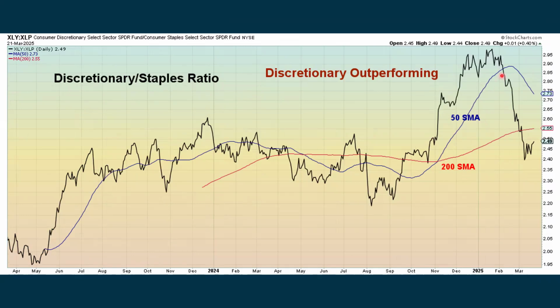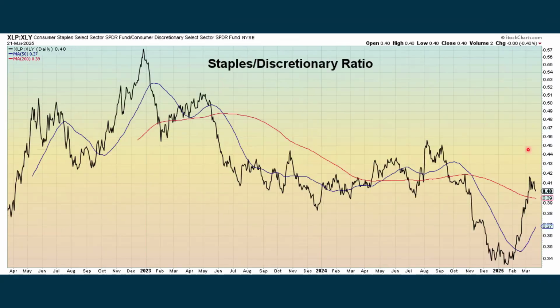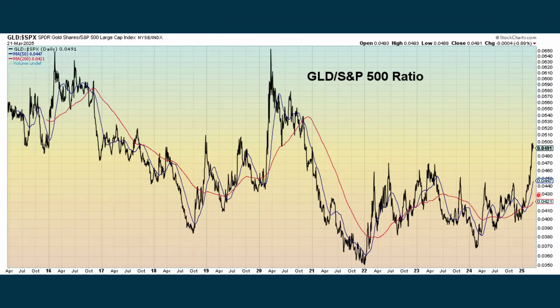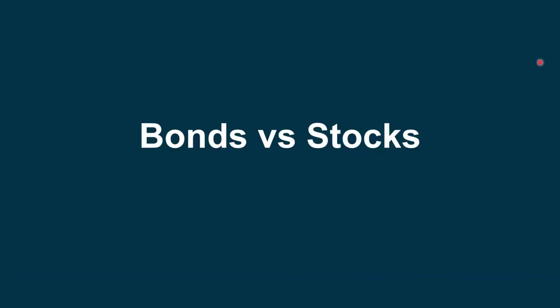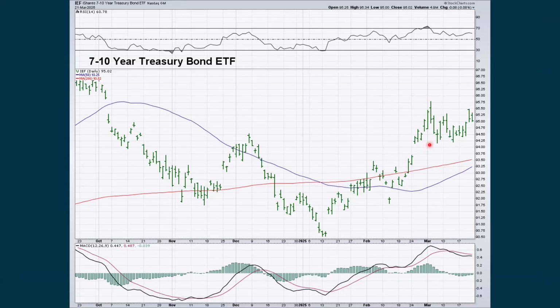Discretionary to staples, really under pressure right now. Staples doing better when compared to discretionary. That's more of a defensive look. Gold has been going up as the S&P has been going down, so that's why this ratio is going up. And the dollar's been getting hit. Gold's been going up, so that's why this ratio is going up here. And then we look at bonds. This is just based on price, where it's holding up fairly well.